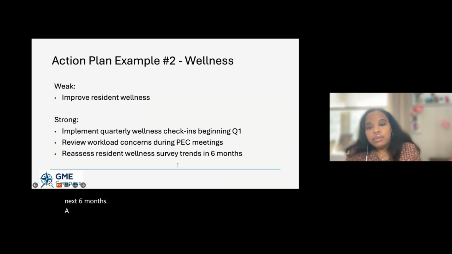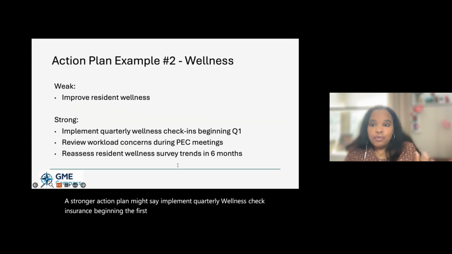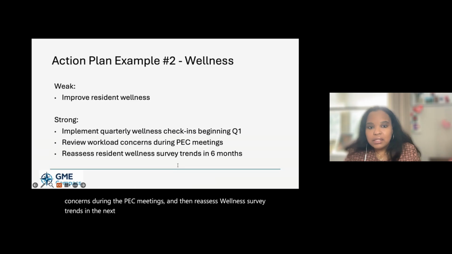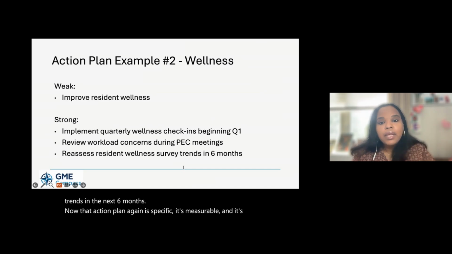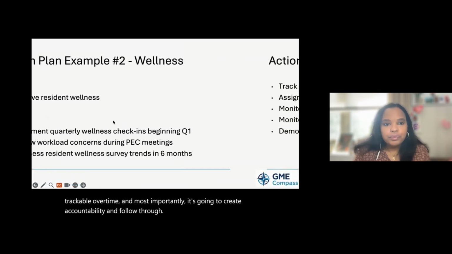A stronger action plan might say "implement quarterly wellness check-ins beginning the first quarter, review workload concerns during the PEC meetings, and then reassess wellness survey trends in the next 6 months." Now that action plan, again, is specific, it's measurable, and it's trackable over time. And most importantly, it's going to create accountability and follow through.